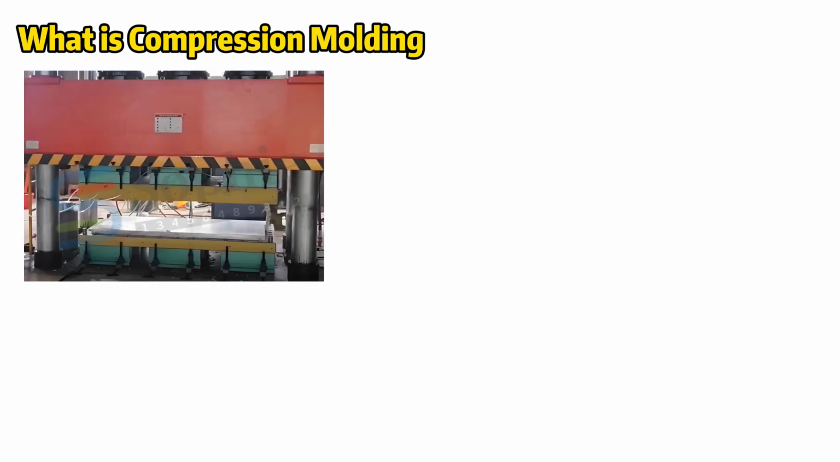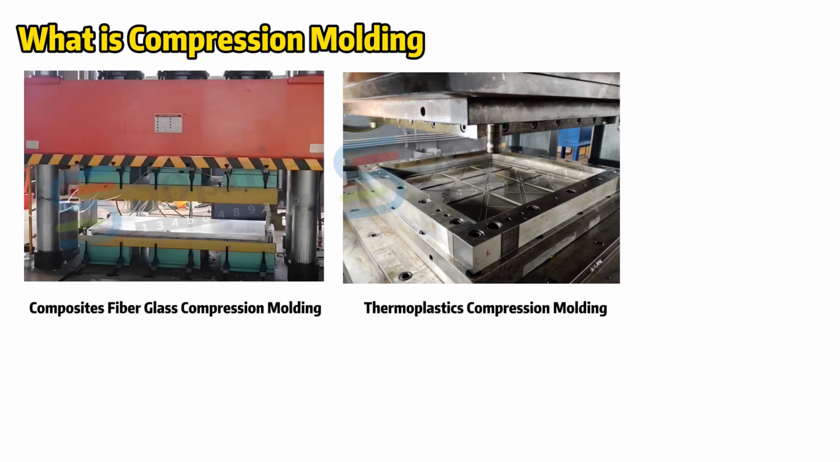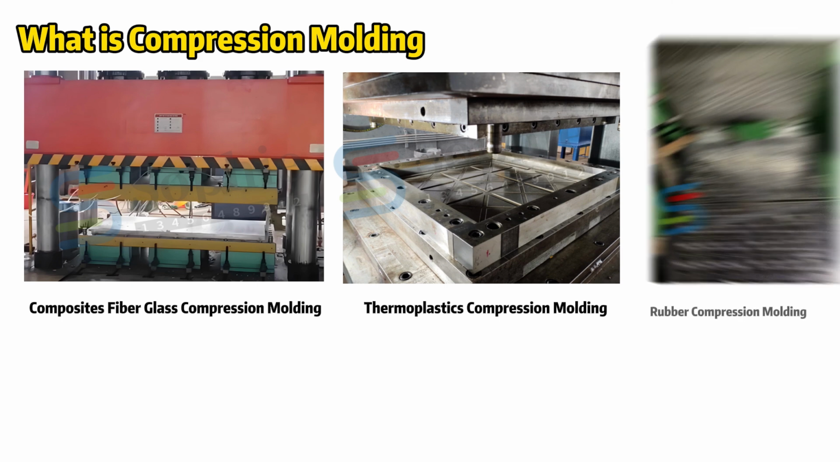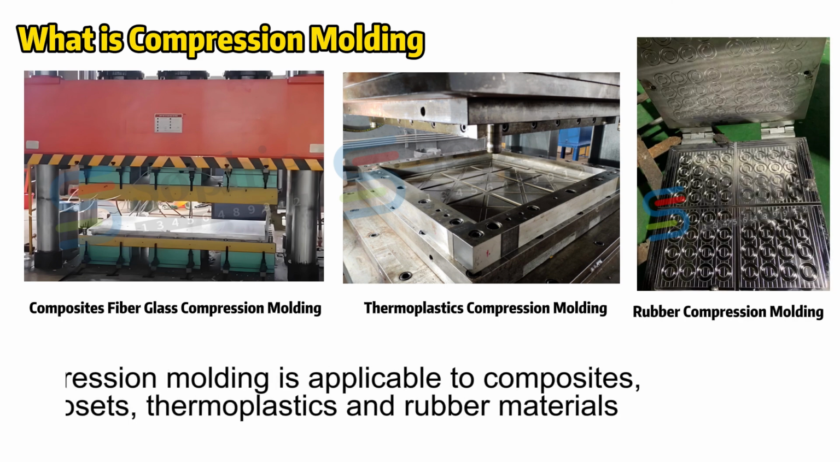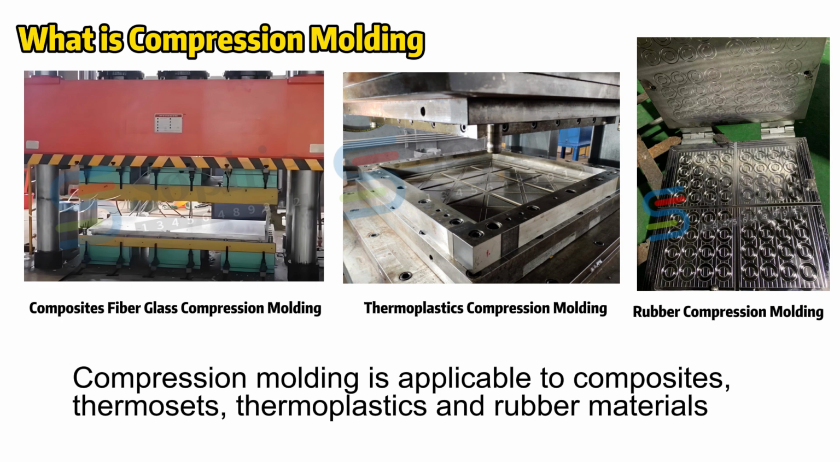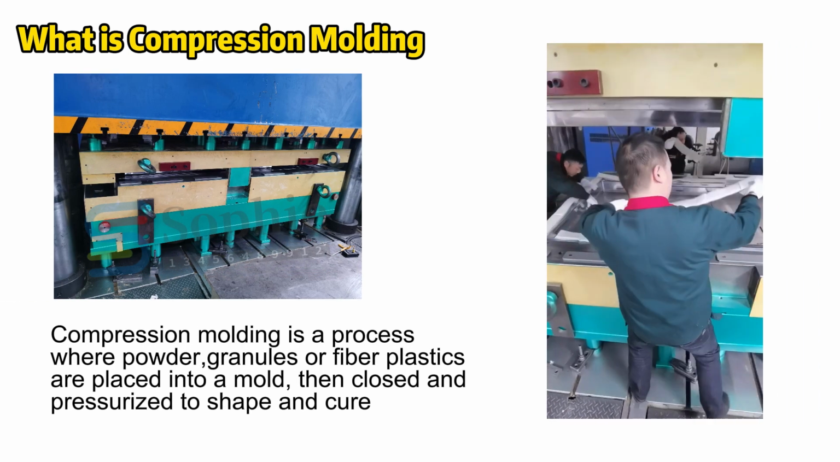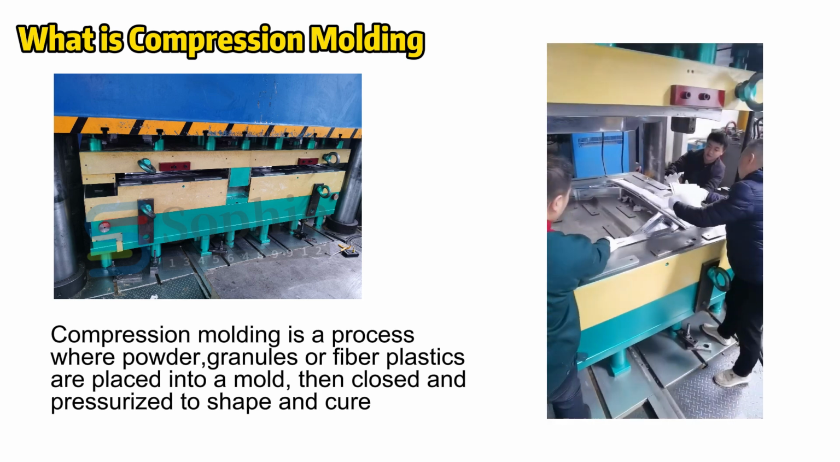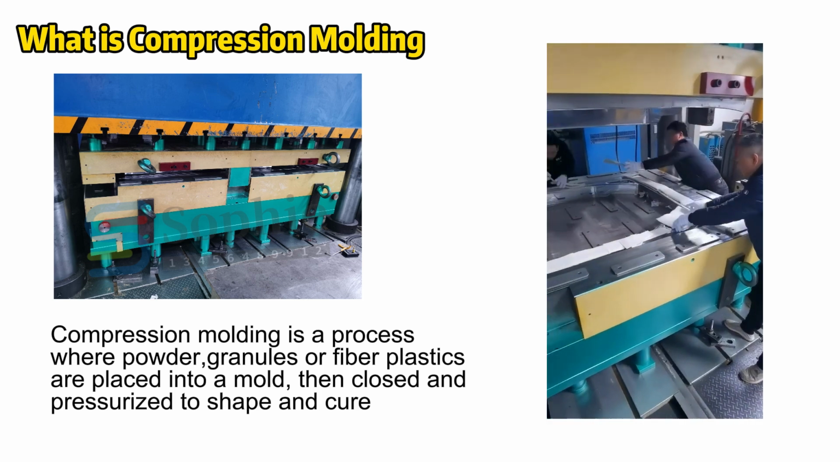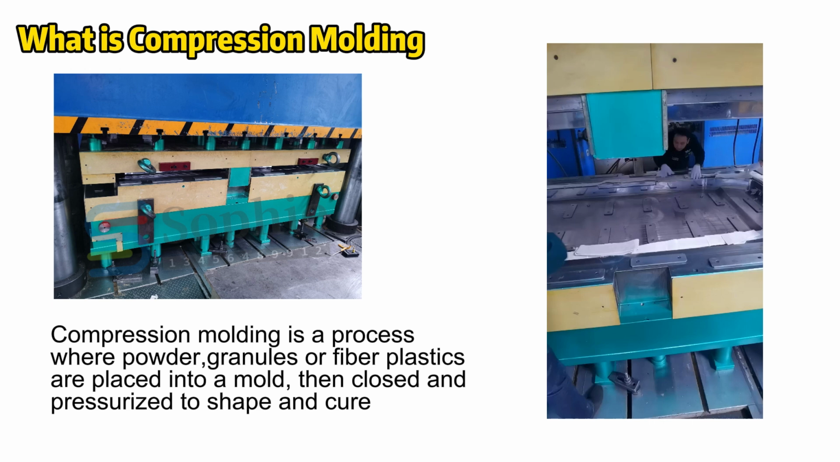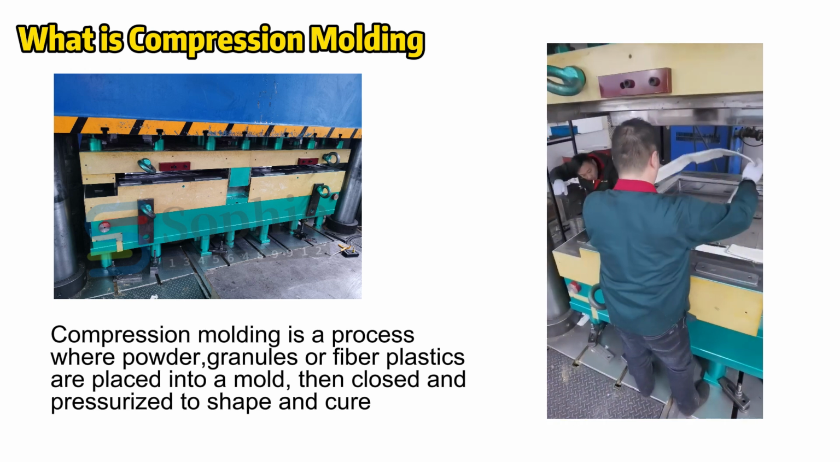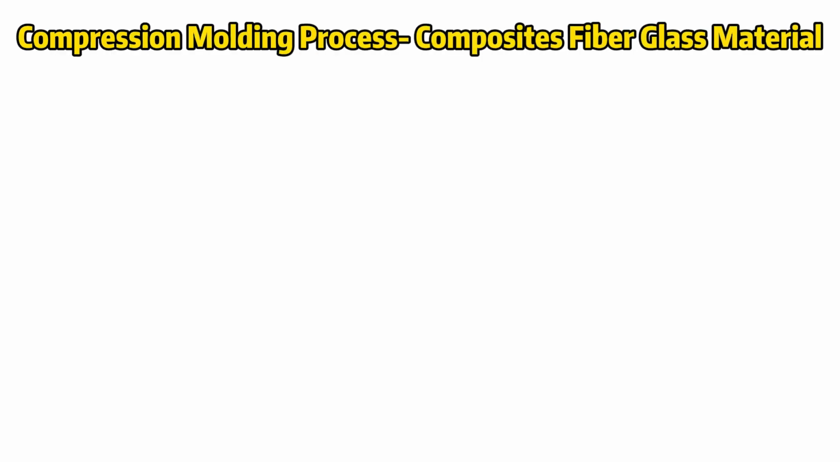What is compression molding? Composites, fiberglass compression molding, thermoplastics compression molding, rubber compression molding. Compression molding is applicable to composites, thermosets, thermoplastics, and rubber materials. Compression molding means a process where powder or granules of fiber plastics are placed into a mold, then closed and pressurized to shape and cure.